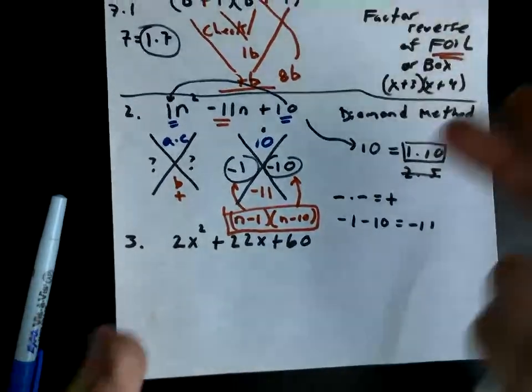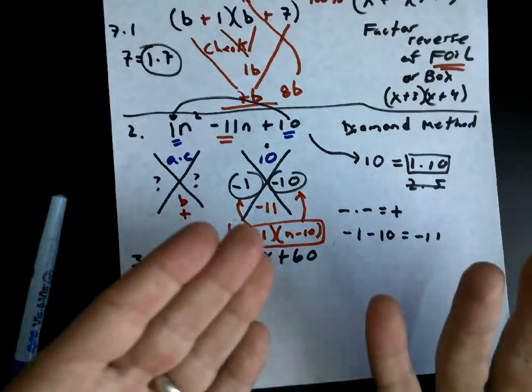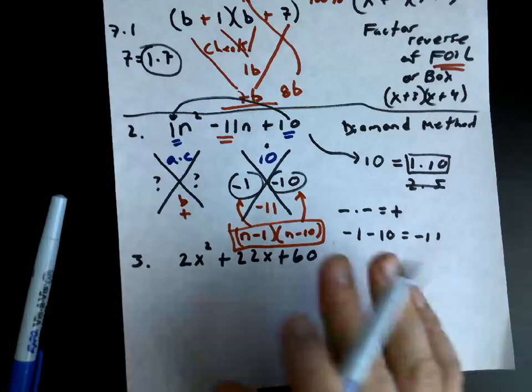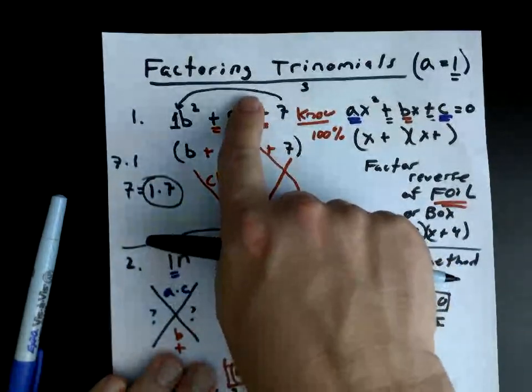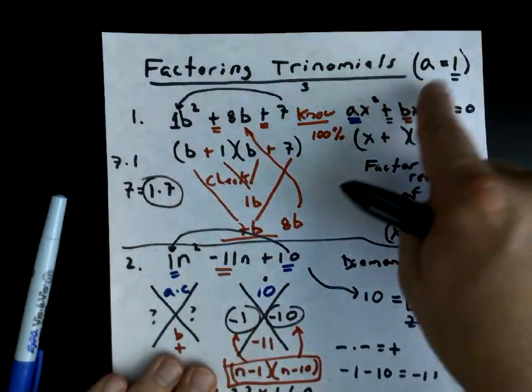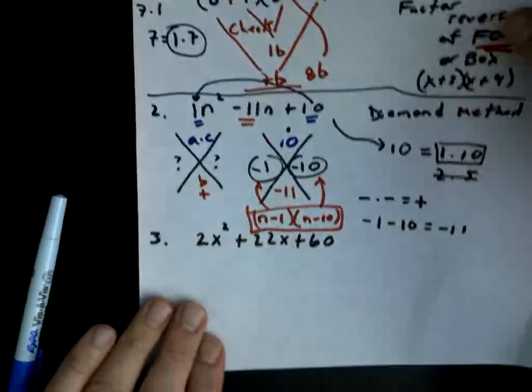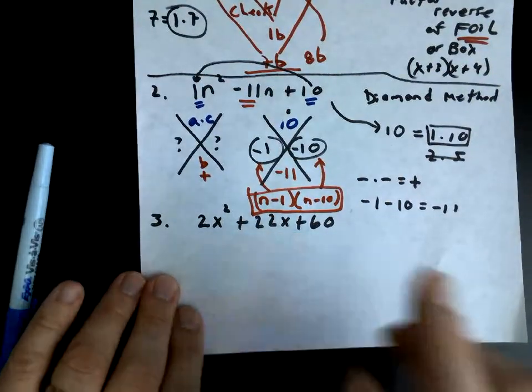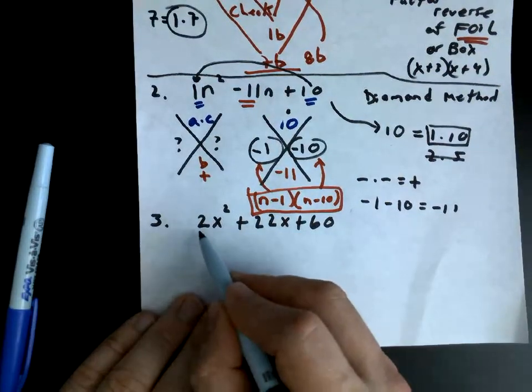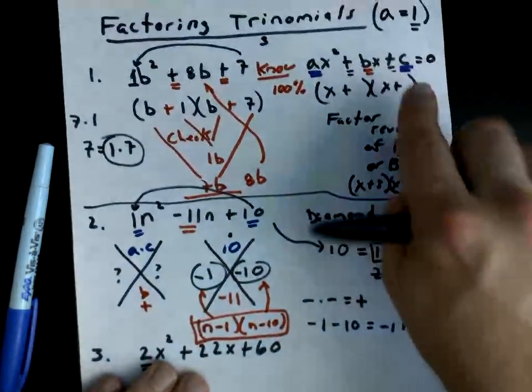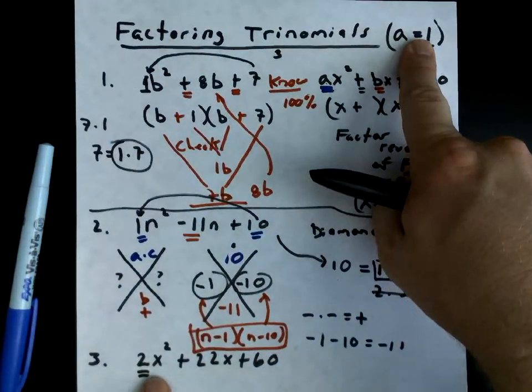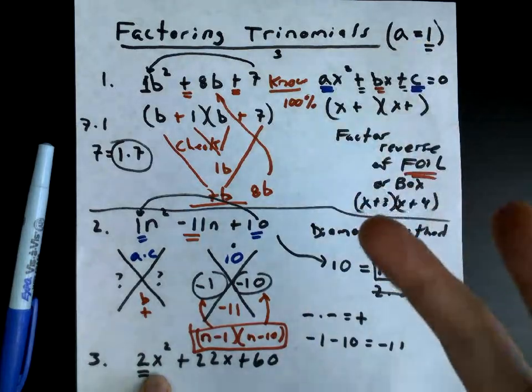That's all you have to do. If you were to solve this, we would add something different, but we're only going to factor right now. We're only going to factor with A being 1. So let's look at this one. Now you're thinking, okay, that's a 2, and we need it to be a 1, and we've got to do something.